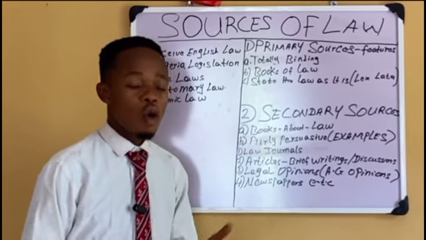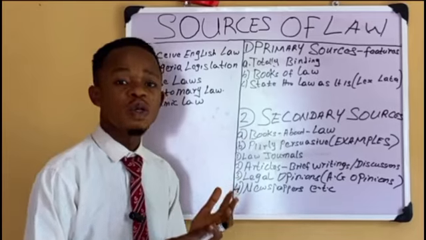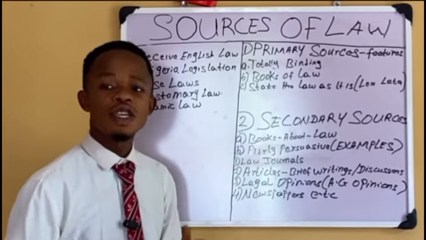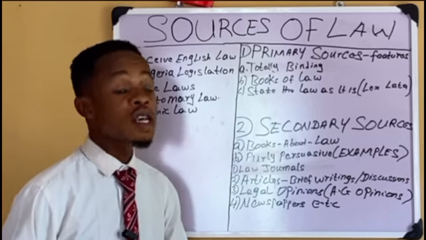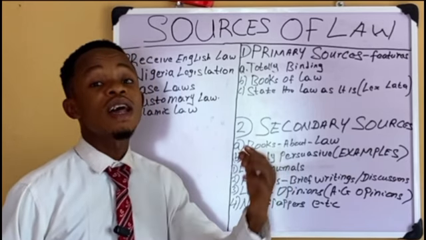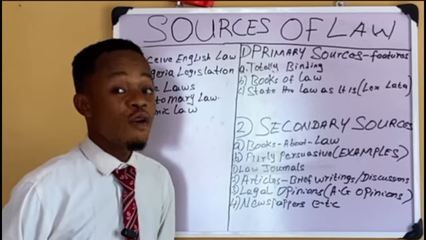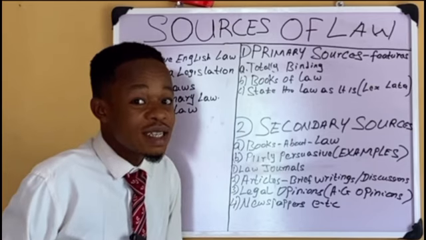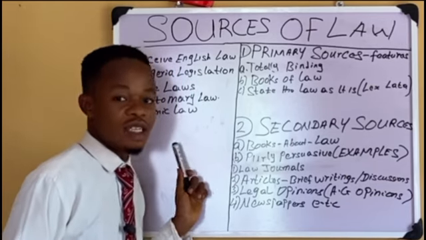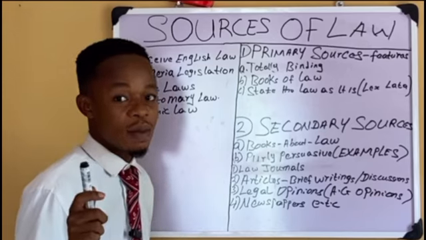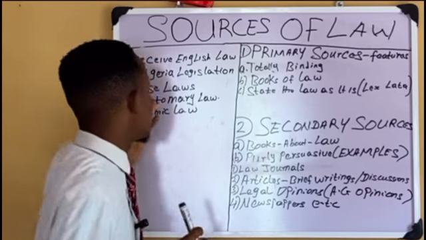Under received English law, we have common law, principles of equity, and statutes of general application. That means any statutes, all those written laws that have been applicable in England from 1900. That is from 1900, not anything below 1900. They are all applicable in Nigeria till the time we got our independence. That is what we mean by received English law.